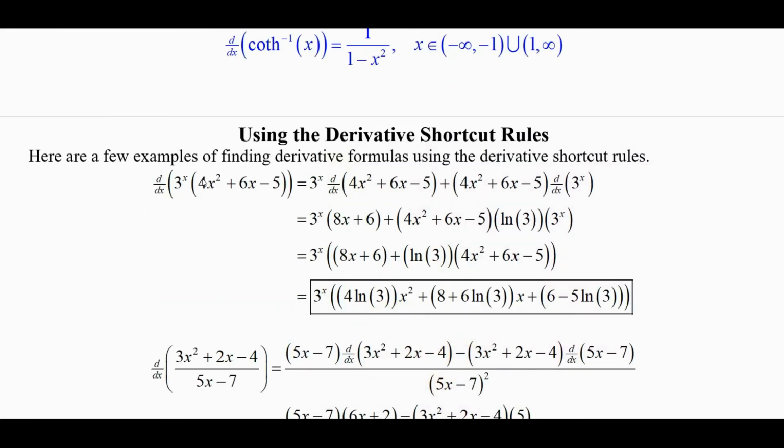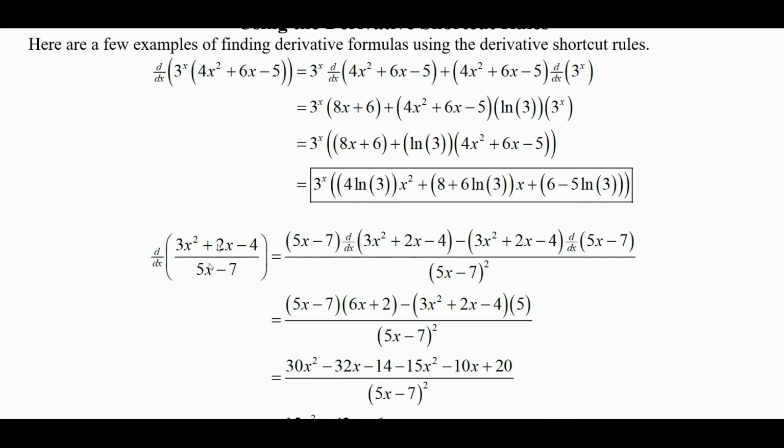So how do you know which rule to use to start with? Well, look at the outermost structure of the function. The last step in evaluating this is multiplication. So use the multiplication or product rule. The last step in evaluating this function is division. So we use the division or quotient rule. Quotient rule says it's the bottom times derivative of the top minus the top times derivative of the bottom over the bottom squared. You're just going to leave the bottom like it is.